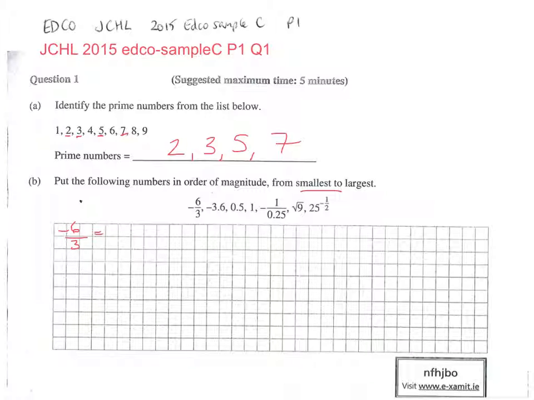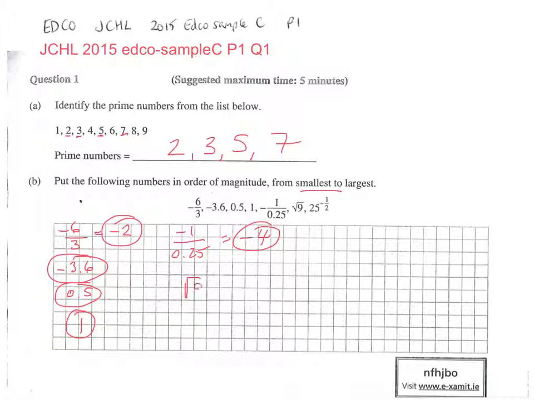Minus 6 divided by 3 is minus 2. Minus 3.6 is just minus 3.6. It's reasonably straightforward, that one. 0.5 again is reasonably straightforward. That shouldn't be difficult. 1 again is a reasonably easy number to deal with and understand. We've got minus 1 over 0.25. Well, minus 1 divided by a quarter, you might realise straight away it's minus 4. Alternatively, you might want to tap it out on the calculator, but you'll get minus 4.